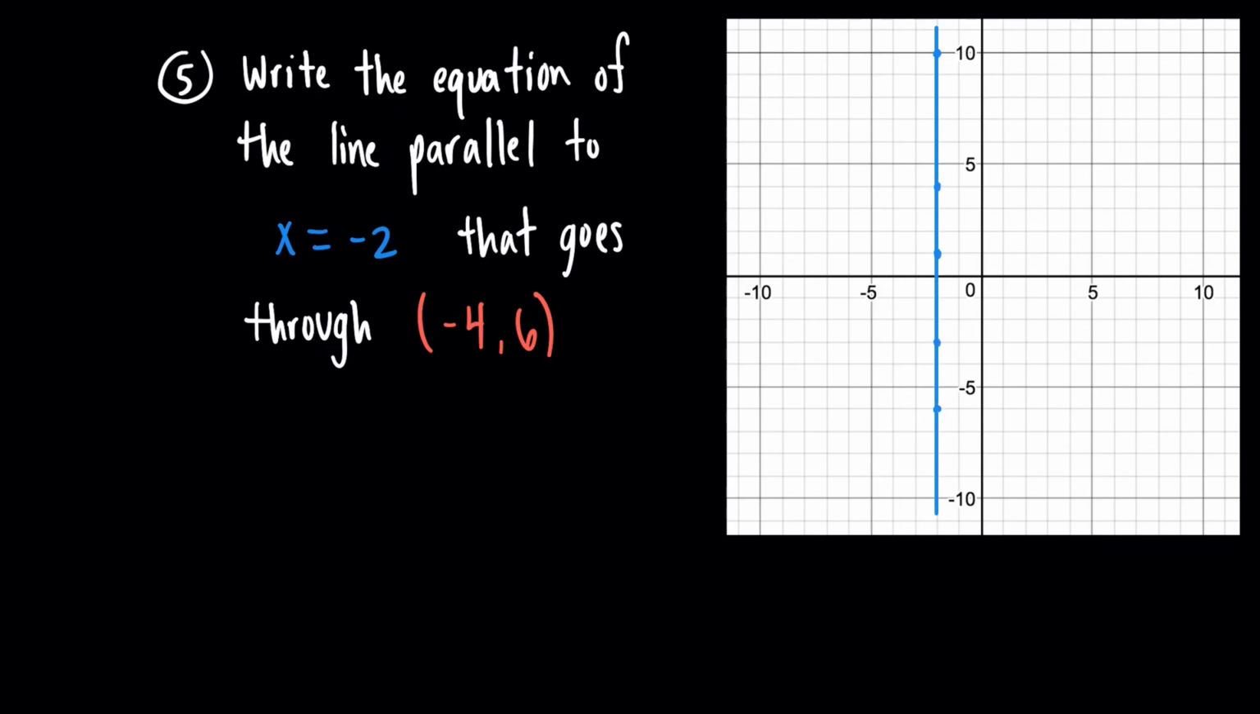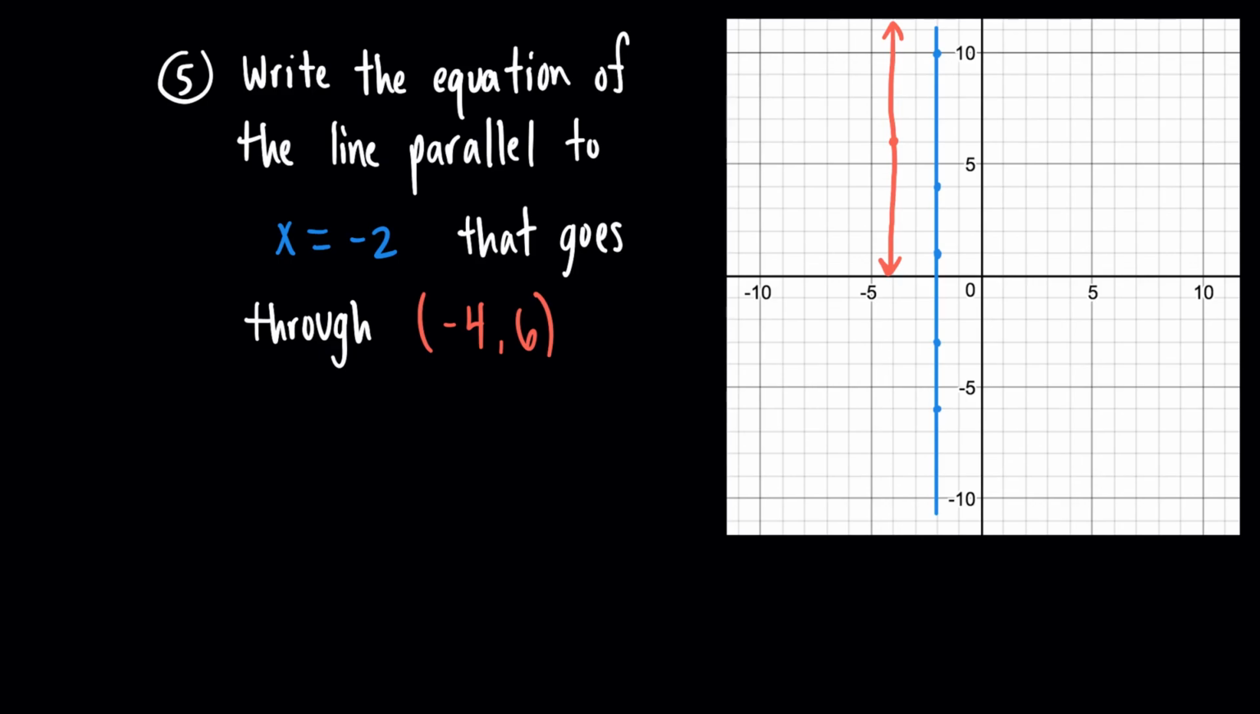And so we want to write the equation of a line that is parallel to the blue one that goes through the point negative 4, 6. So let's actually put that down. Negative 4, 6 would be right there. It's that red point. So we're going to want a vertical line right through that red point. So how would we write the equation of a vertical line that goes through that point right there?